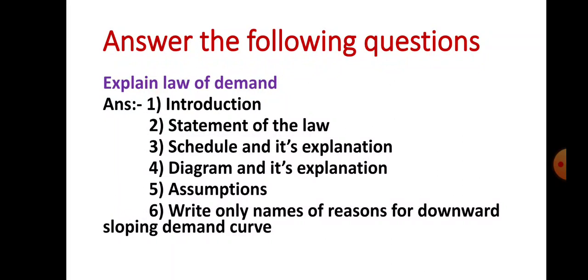How to write down the answer to this question? Number one is you have to write the introduction, that is the important part here. Number two is you have to write the statement of the law. After that, you have to explain law of demand with the help of schedule and its explanation. Number 4 is you have to explain law of demand with the help of diagram and its explanation. And number 5, you have to mention only the names of assumptions. Okay. And finally, number 6, write only names of reasons why demand curve slopes downward, from left to right. This much you have to write, then only you will get 4 out of 4.